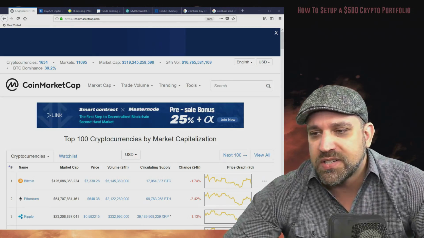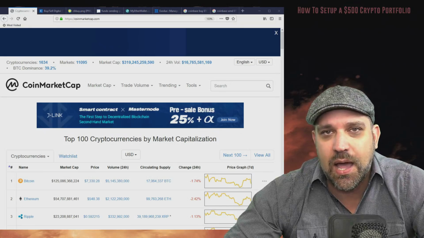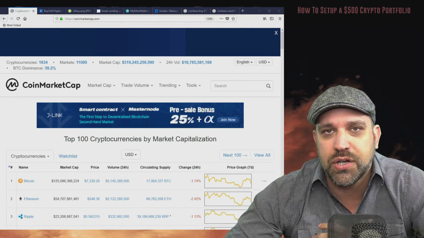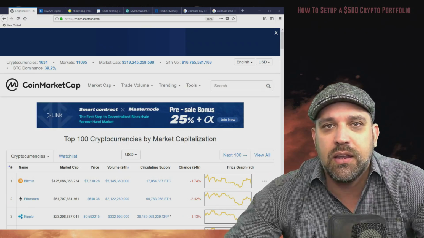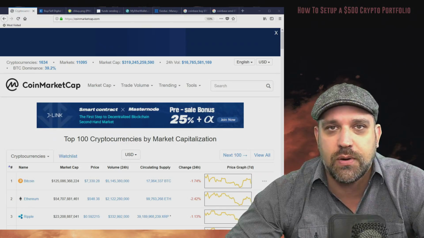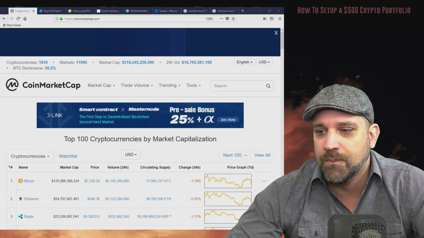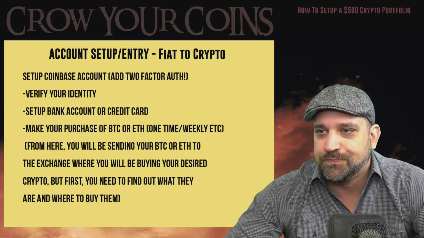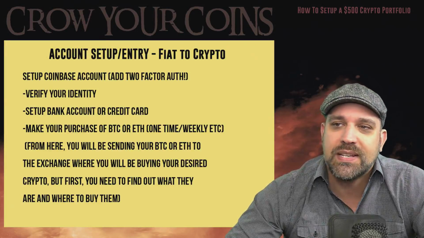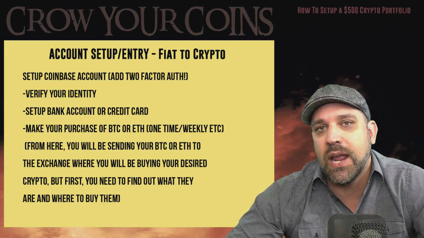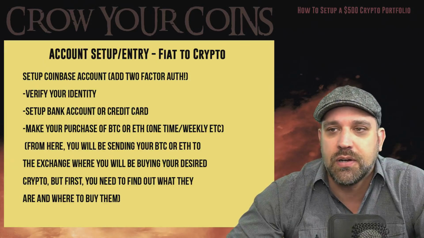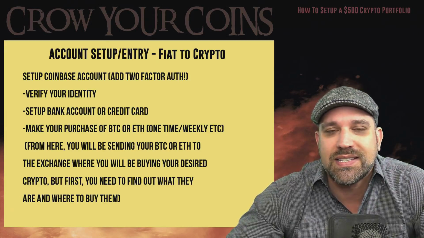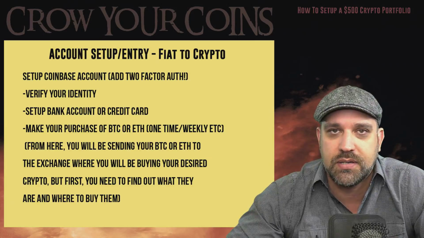Now, first thing I'm going to go over is setting up an actual account. Where are you going to turn your fiat money, your US dollar or whatever it is, into cryptocurrency to begin trading or setting up your portfolio? So we're going to go into the first step here, and that's account setup, or basically your entry into the cryptocurrency space, turning your fiat to cryptocurrency. First thing you're going to want to do is set up a Coinbase account, okay?